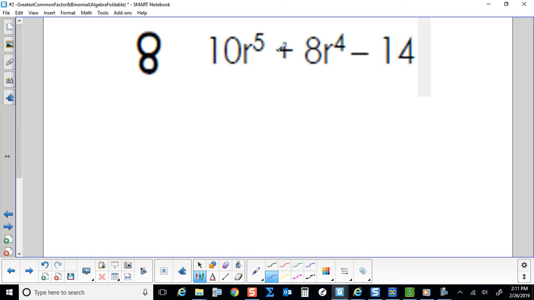Here we have a trinomial. Go ahead and find the greatest common factor. So I know 2 will divide evenly into each number. I have an r to the 5th, r to the 4th, but no variable here, so there's no common variable. So just 2.